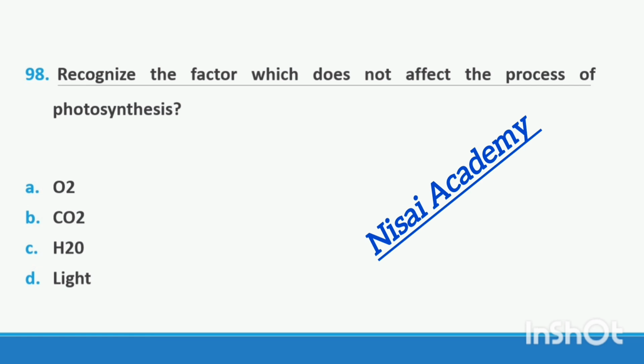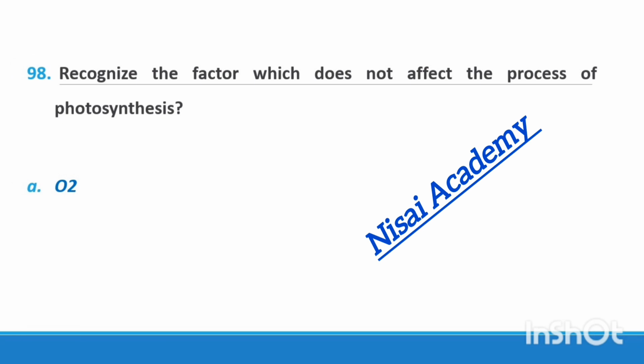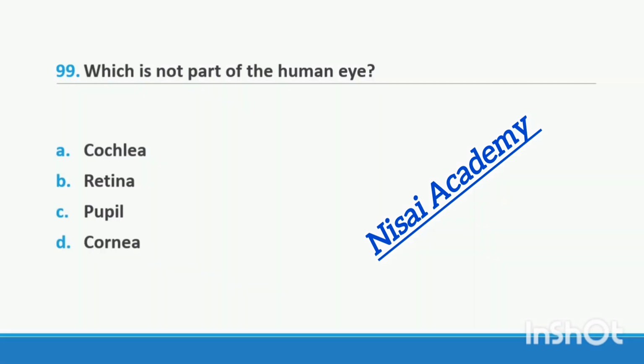Question 98. Recognize the factor which does not affect the process of photosynthesis. Option A dioxygen, option B carbon dioxide, option C H2O, option D light. Dioxygen does not directly affect the process of photosynthesis. Right, option A, dioxygen.